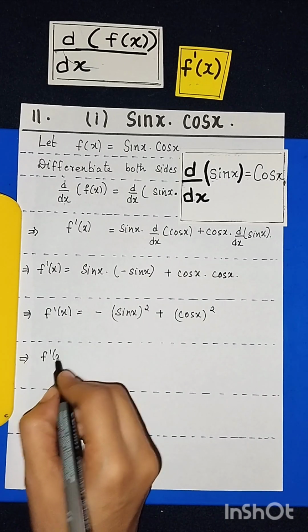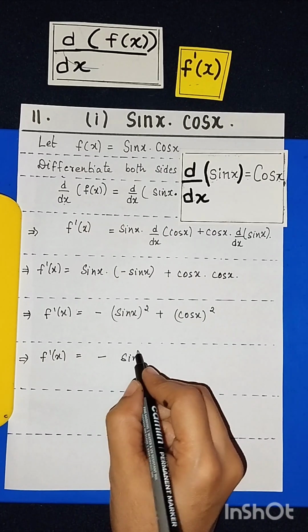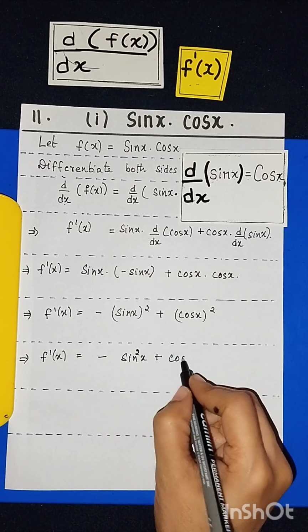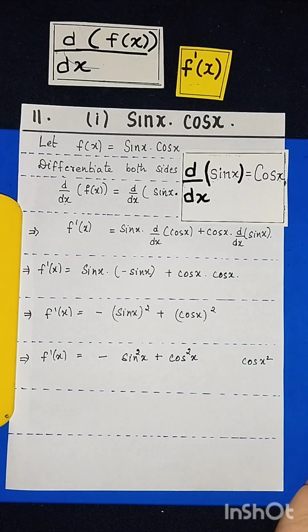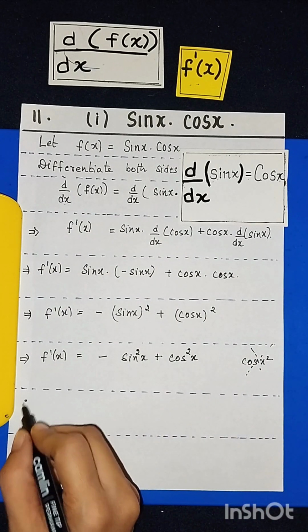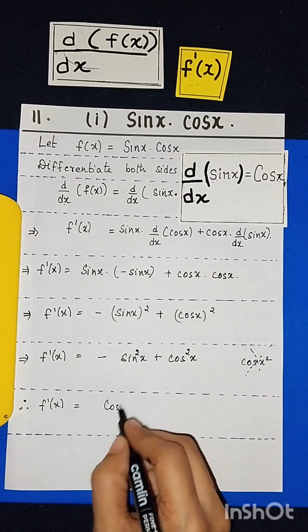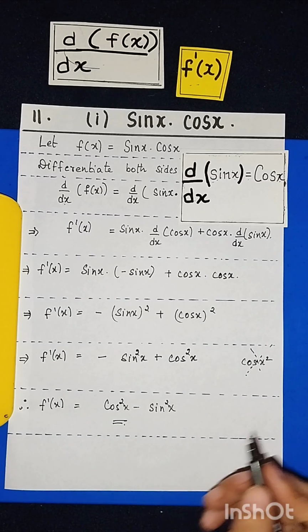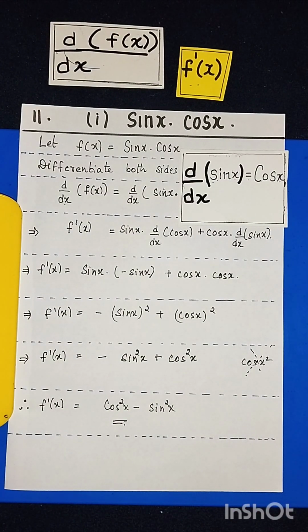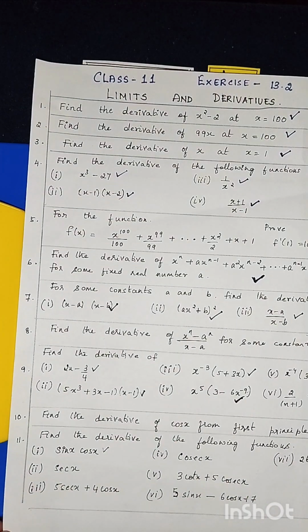So this implies f dash of x is equal to minus sin x the whole square, which can be written as minus sin square x, plus cos x the whole square, which is cos square x. You should not write cos x square. This is wrong. You should write cos square x. Therefore the derivative of this function is cos square x minus sin square x. So this is the required derivative. So we completed the first sub question. Now the second sub question.